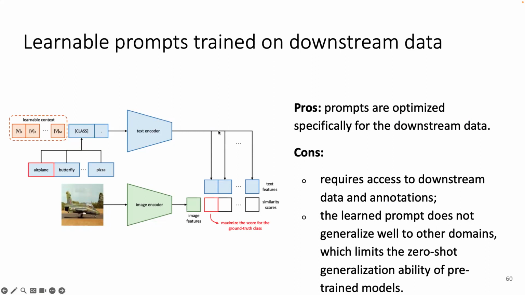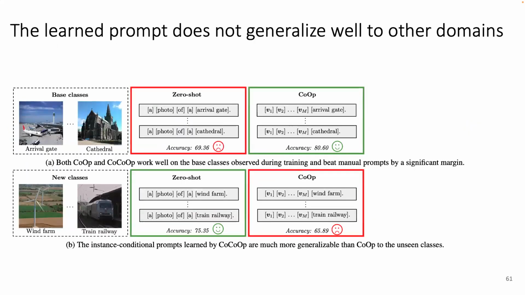So in this way, it requires access to the downstream data and annotations. But maybe in the real world, we don't have those few-shot examples. And also, more importantly, some researchers found that, as I mentioned, one very unique property of the CLIP model is that it has very good robustness, right? But the researchers found that if we just optimize a universal prompt for this dataset, it cannot transfer the robustness well to other data.